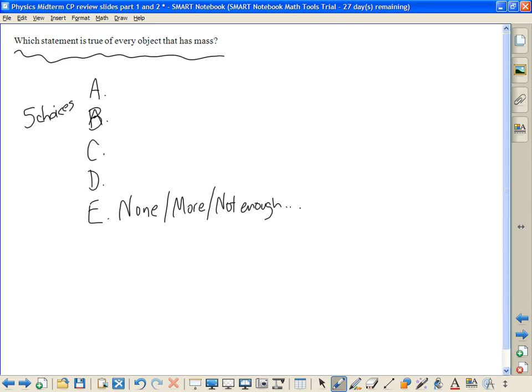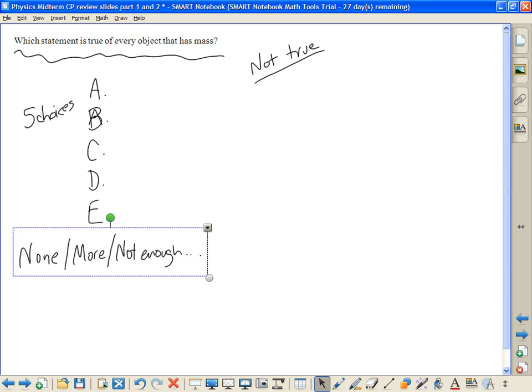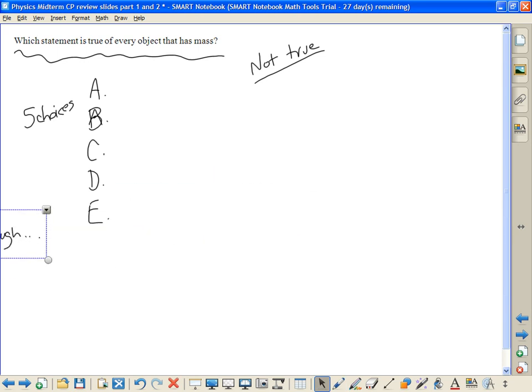But anyway, so what statement is true of every object that has mass? What might be up there? Let's see. What might be not true? Let's list some things that are not true. Let's list some things that might be true. Talk to yourself, talk to each other for a minute, and see if you can come up with 1 or 2 things that might be in the true statements about objects with mass and the not true.